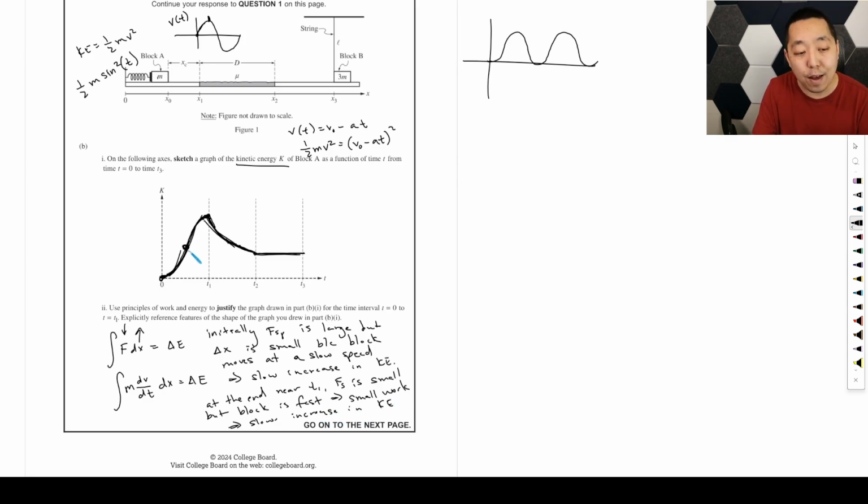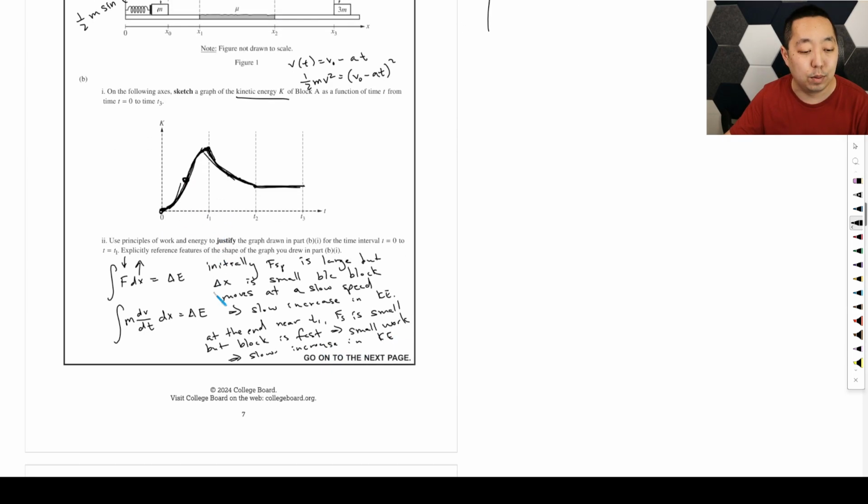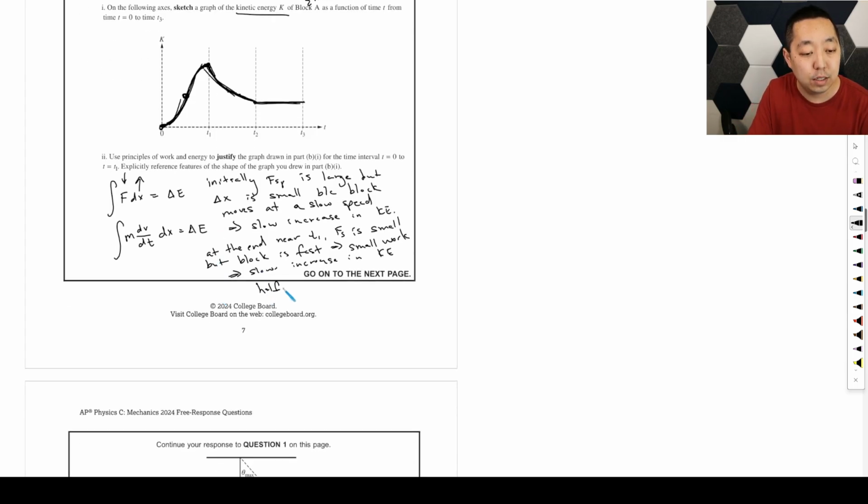In the middle, halfway between, is when it's kind of maximum. So halfway between the times, it's at a max. It has speed and some force, which implies it has the maximum work, which implies it's the steepest change in kinetic energy.